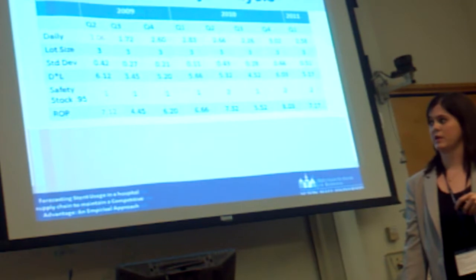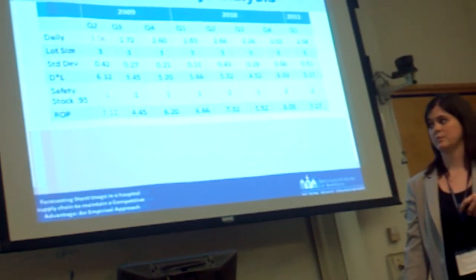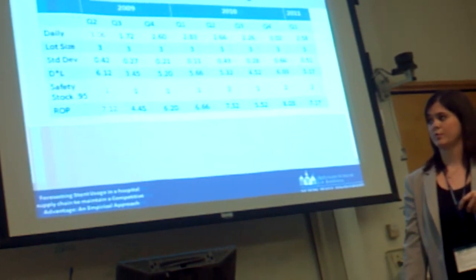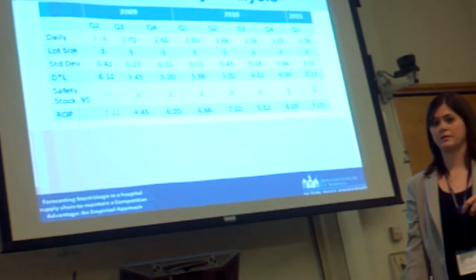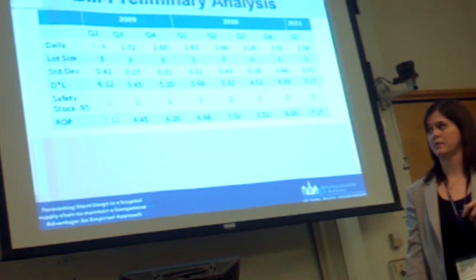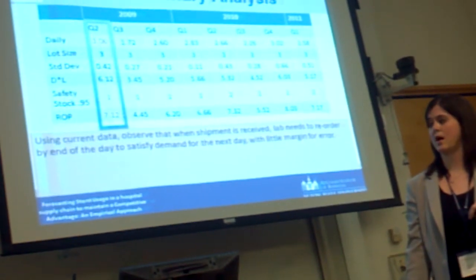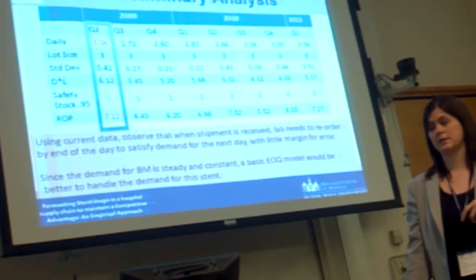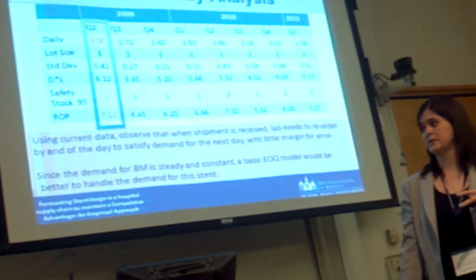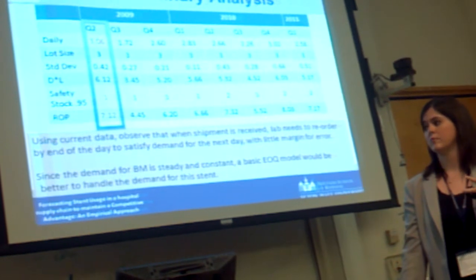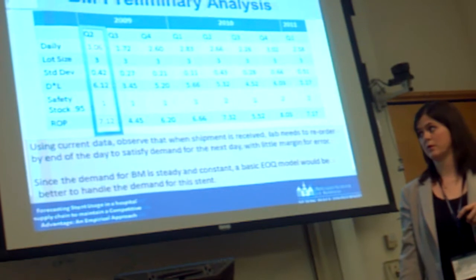With the lot size of 3, and then your safety stock at 95% service level is between 1 and 2 stents per day, but your reorder point is 7. So you're still going to be below the reorder point on a daily basis if you were to meet the daily demand of 3. So with that being said, we think for at least the bare metal stent, since it has more of a steady and constant demand, that you could use a basic EOQ model to better handle the demand for this type of stent and hopefully reduce the cost more than what you already have.